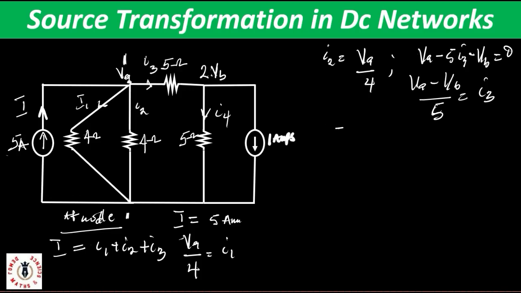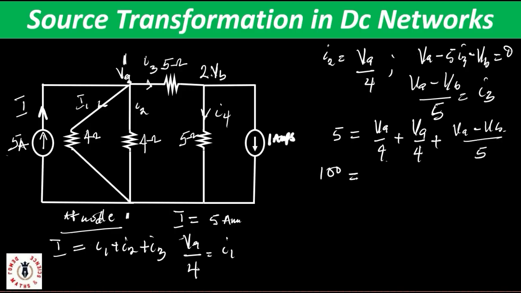So at node 1, we're saying that 5 in place of I is equal to I1, that's VA over 4, plus VA over 4 for I2, plus VA minus VB over 5. Now I have 4 and 5 as denominators, so I prefer to multiply through by 20, so that 100 is equal to 5 VA plus 5 VA plus 4 VA minus 4 VB.